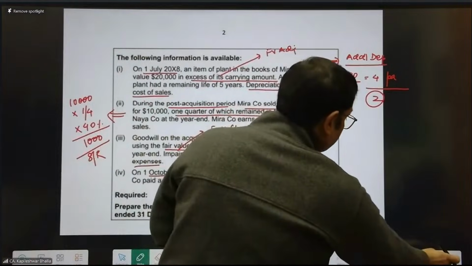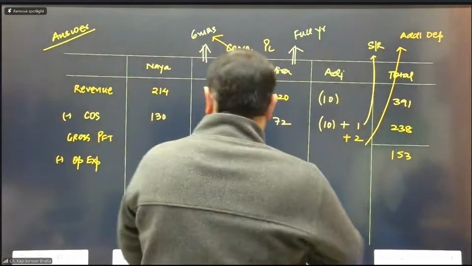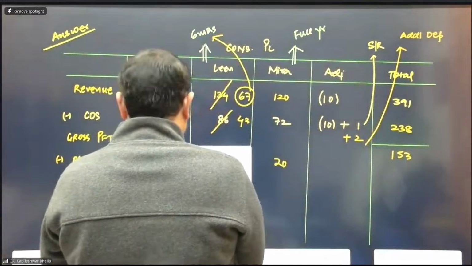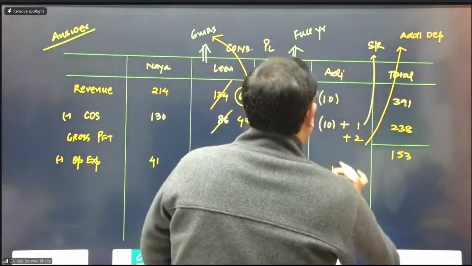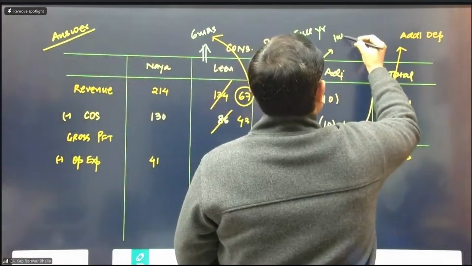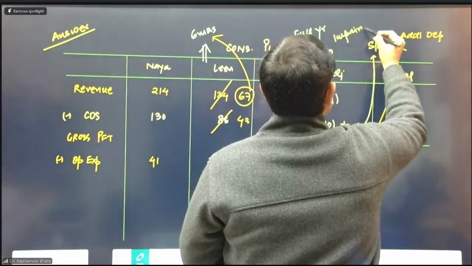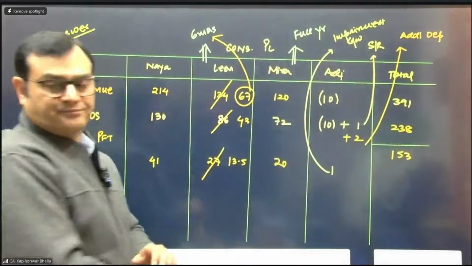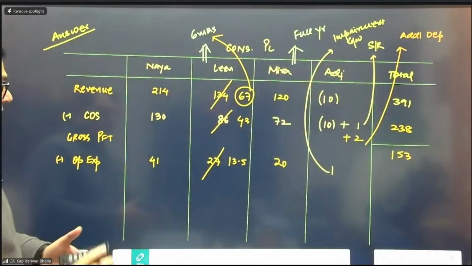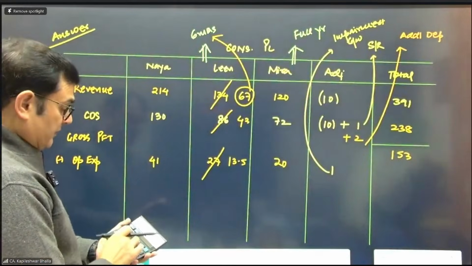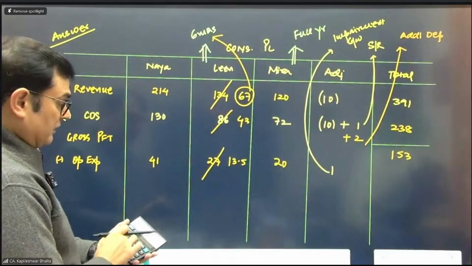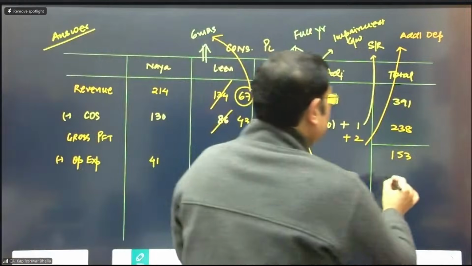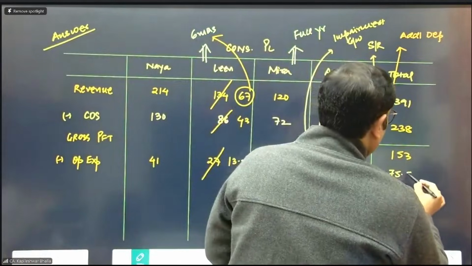So let's take the impairment 1. So we take the impairment to the extent of 1. Let me just make a mention for your reference later. This is the impairment as far as goodwill is concerned. So this is going to be 41 plus 13.5 plus 20 plus 1, 75.5.